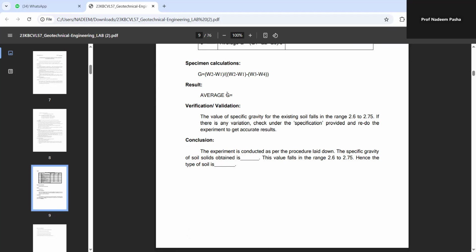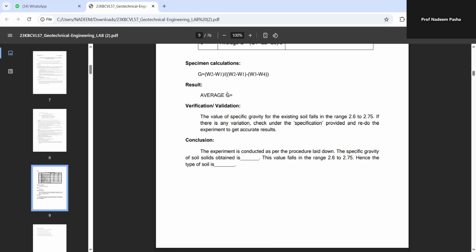The value of specific gravity. The value of specific gravity for the existing soils falls in the range of 2.6 to 2.75. If there is any variation, check under the specification provided and redo the experiment to get an accurate result. See here, normally the value of specific gravity of most of the soils falls between 2.6 to 2.75. If there is any variation, you can once again carry out the experiment and come to a conclusion.